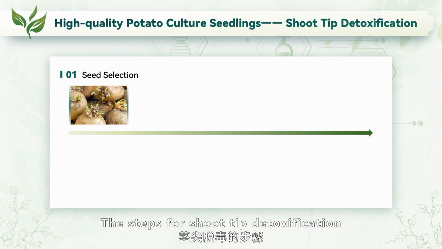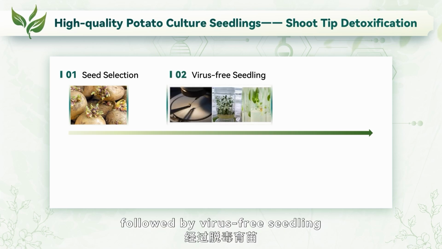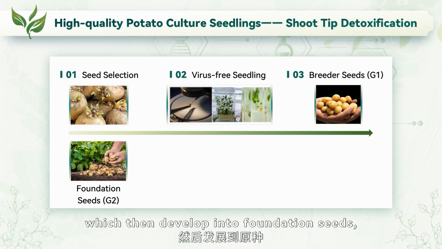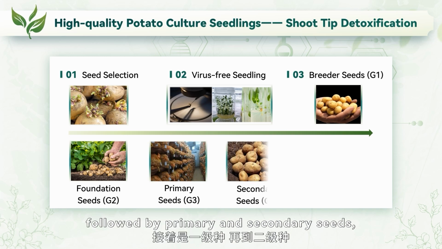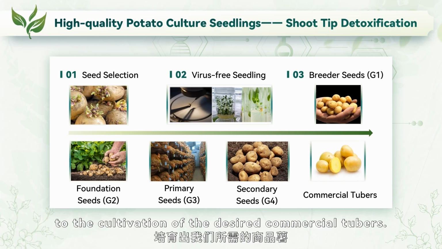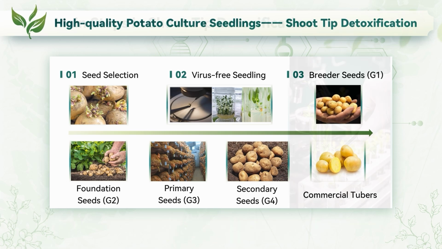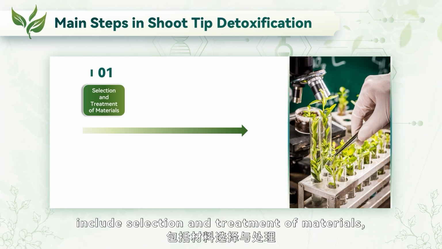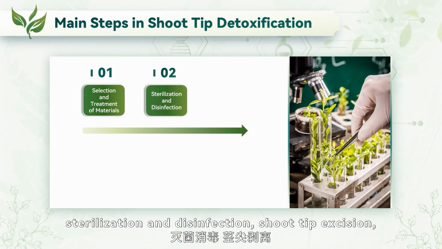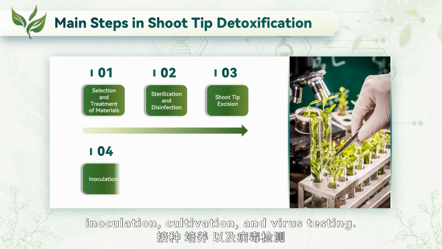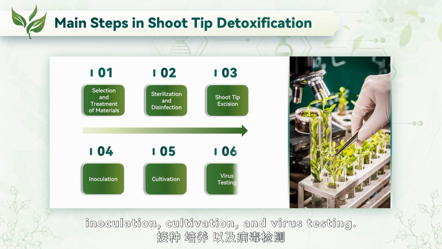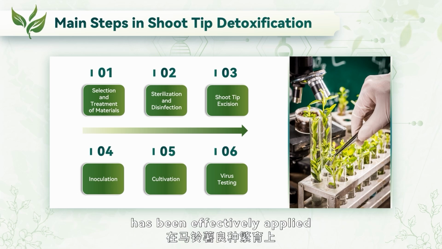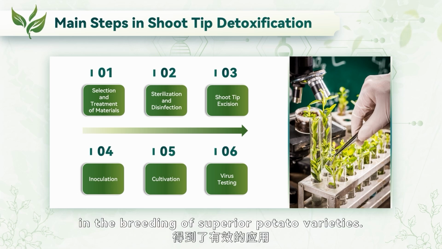The steps for shoot tip detoxification begin with seed selection, followed by virus-free seedling to obtain the breeder seeds, which then develop into foundation seeds, followed by primary and secondary seeds, ultimately leading to the cultivation of the desired commercial tubers. The main steps in shoot tip detoxification include selection and treatment of materials, sterilization and disinfection, shoot tip excision, inoculation, cultivation, and virus testing. Thus, it is evident that tissue culture technology has been effectively applied in the breeding of superior potato varieties.